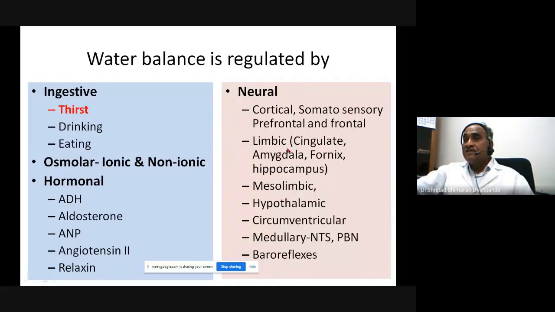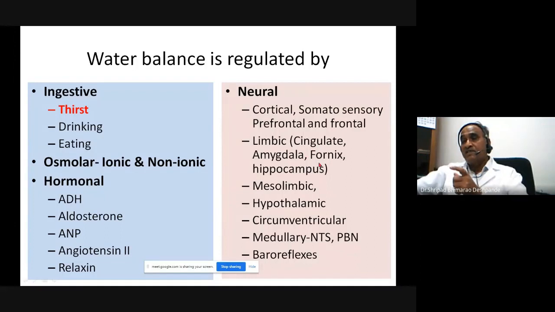The second neural element which participates in the water regulation is the limbic system. That is the cingulate gyrus, that is the water behavior. Whenever you go to somebody else's house and they offer you a glass of water, though you may not be thirsty, you will drink it. That's a social behavior. And the behavioral aspect, the amygdala, also tries to ingest water or tries not to ingest water. So we inhibit or it may facilitate the water intake.